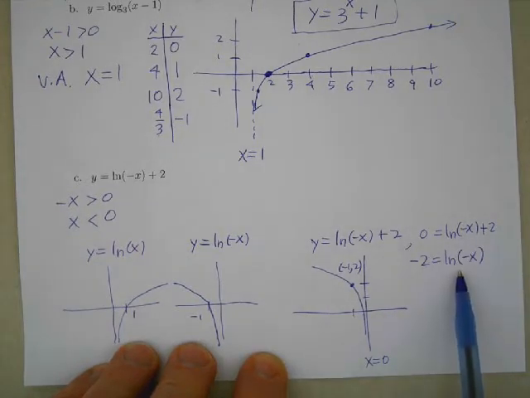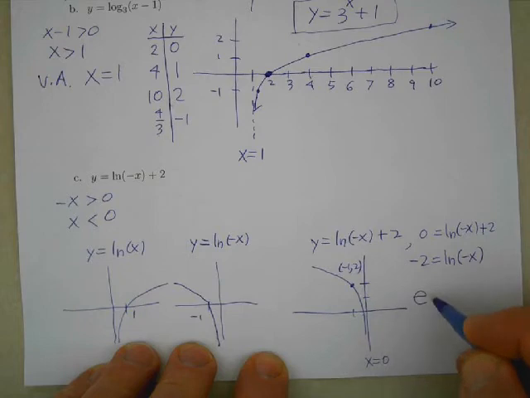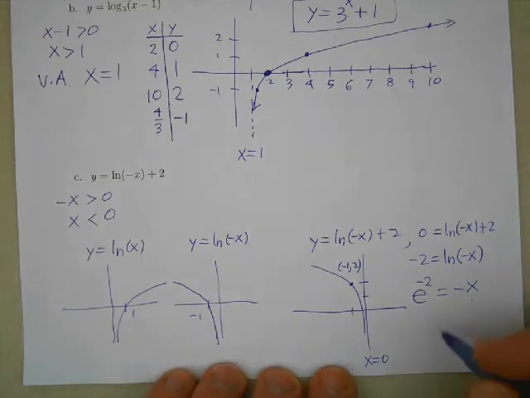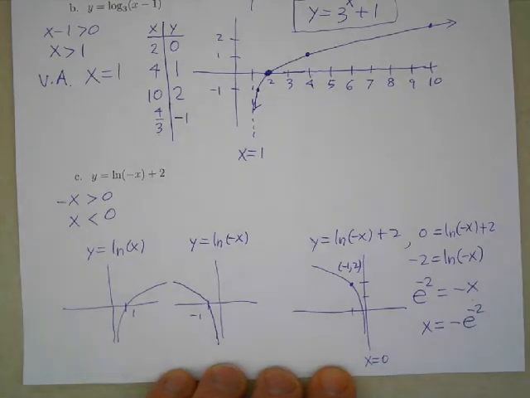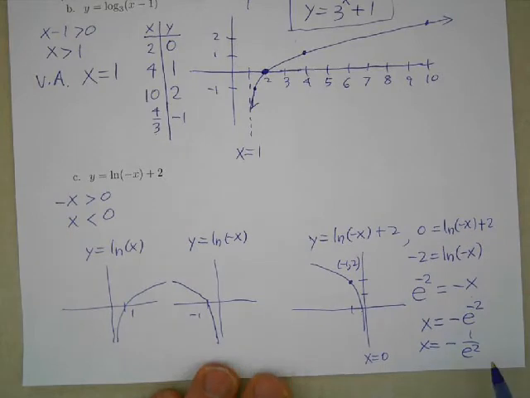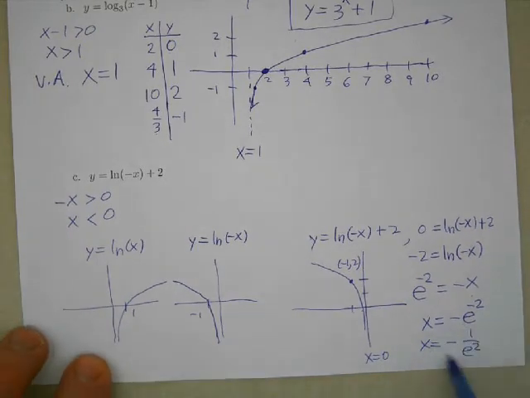And then we can convert this to its exponential equivalent. The base number e to the negative 2 equals negative x. We want to solve for x, so just multiply both sides by negative 1. We get x equals the negative of e to the negative 2. Or you could think of it as x equals the negative of 1 over e to the second, if you want. And that is clearly a negative number.